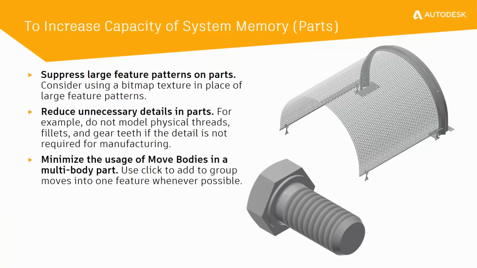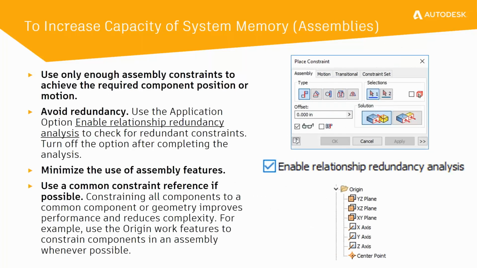Reduce any unnecessary details of parts, so threads and gears and teeth and fillets and those sorts of things. Can they be removed? Are they necessary? As well as minimizing the usage of move bodies in a multi-body part can also have an impact on your designs. So when it comes to assemblies, only use enough assembly constraints to achieve the required component position or motion.